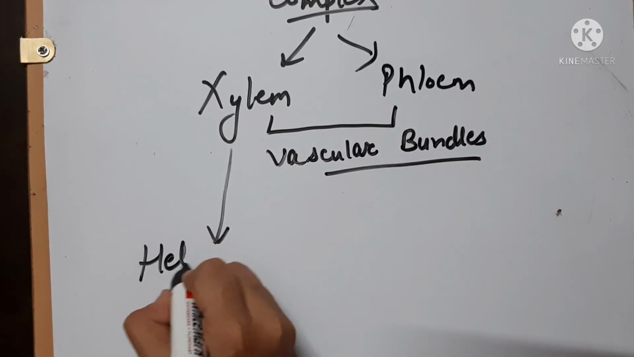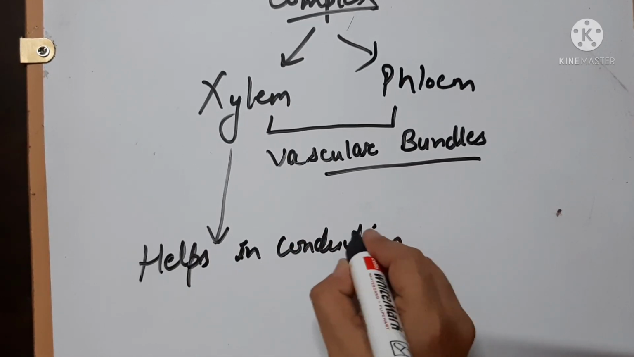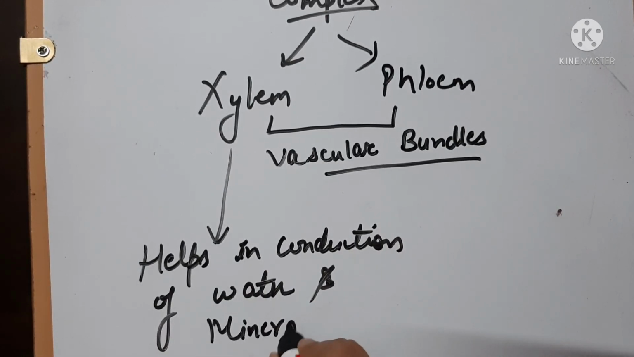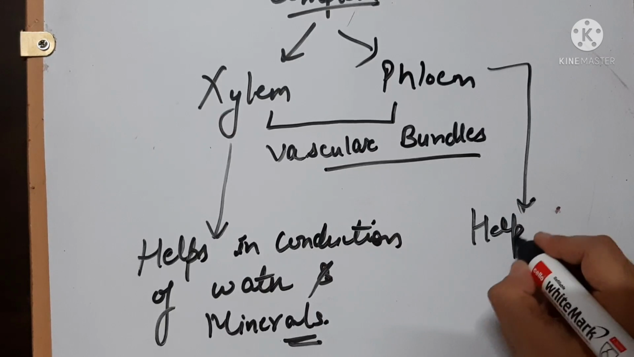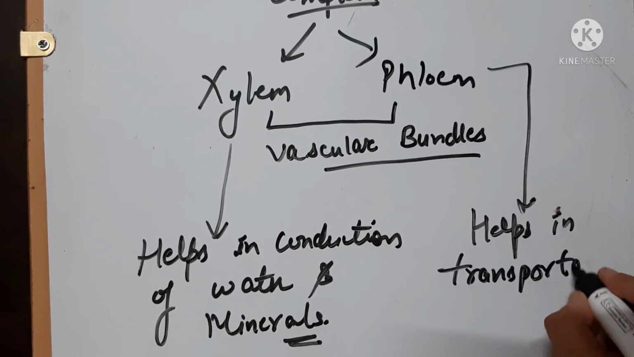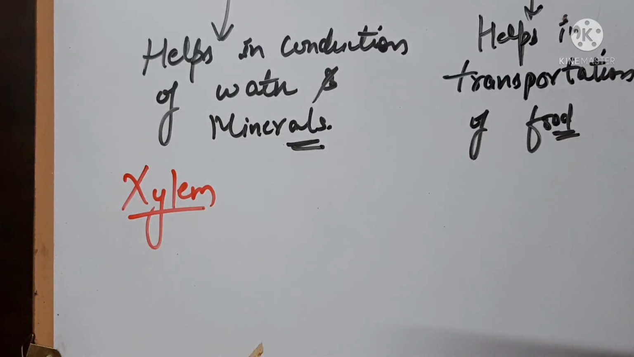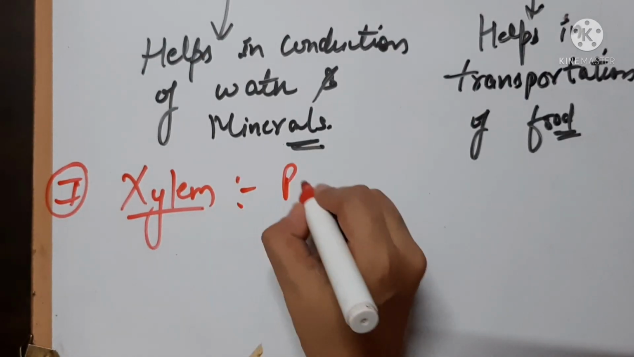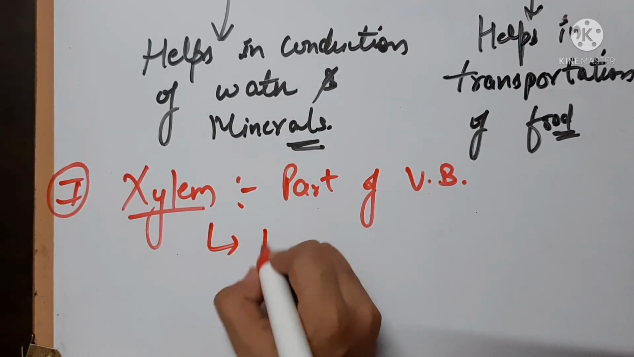Xylem helps in conduction of water and minerals. This is the main function of xylem. And what is the main function of phloem? It helps in transportation of food. Firstly, let us talk about the xylem. It is a part of vascular bundle. Alright. What is the main function of this?